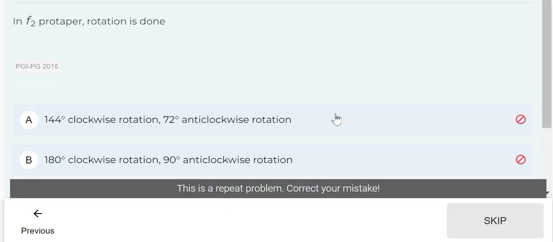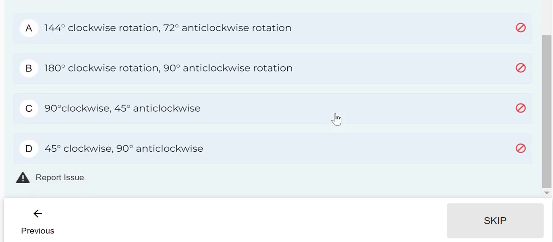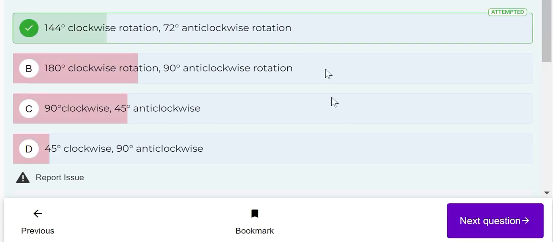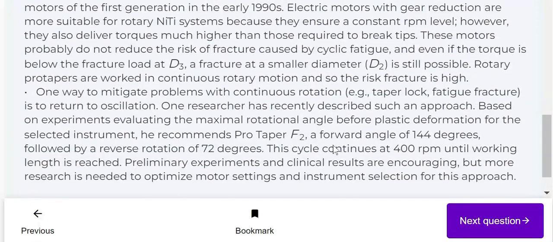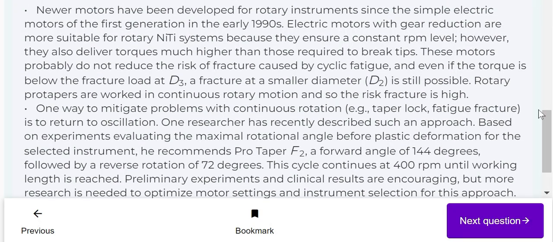In F2 ProTaper, rotation is done 144 degree clockwise rotation, 72 degree anti-clockwise rotation. Yes, this is the correct answer. You can pause if you would like to have this explanation.